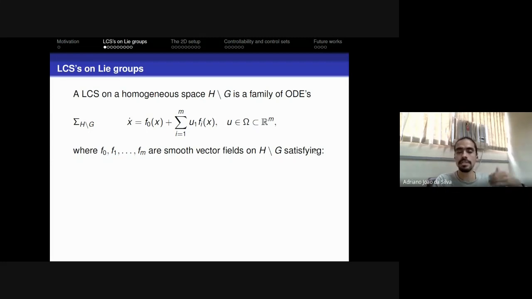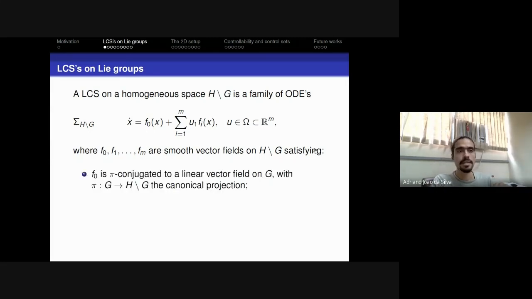So in your vectors here, they're just small vectors. And you say that such a system on a homogeneous space is a linear control system if the drift is conjugated by the canonical projection to a linear vector field, and all the control vectors here are conjugated to left invariant vector fields, okay? Basically that.